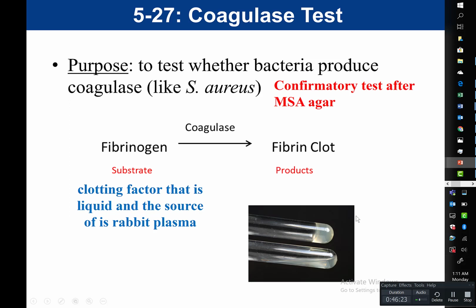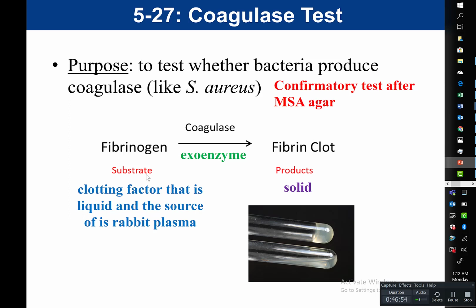Now, if bacteria produce coagulase, they will take the fibrinogen that's in the plasma, and they will produce this fibrin clot. And this fibrin clot you're going to see is going to be a solid. So we are going to end up with a product that is solid. So it's going to go from a liquid to being a solid.